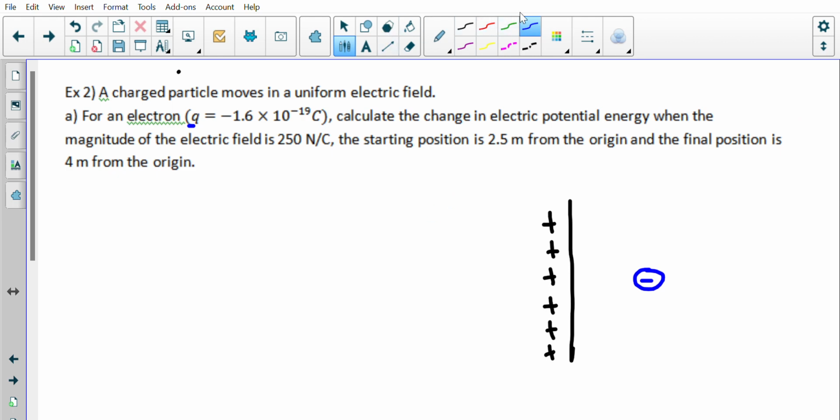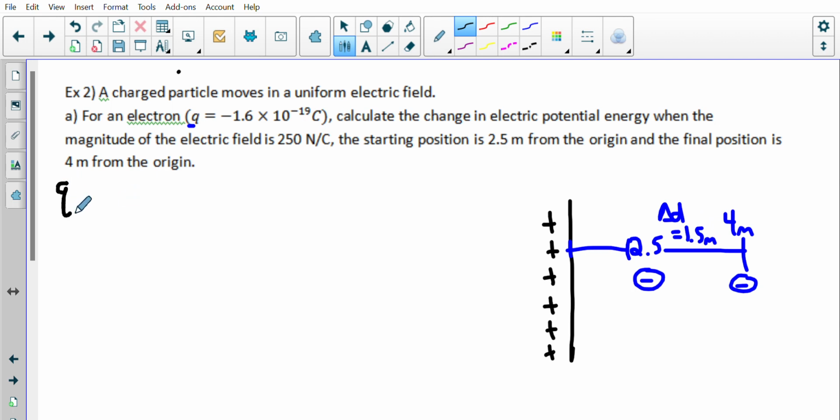All right, so let's see here. This particle starts off at 2.5 meters away, just like our proton did in our last example. Then it's being moved outwards to 4 meters. So again, our delta D here is a change of 1.5 meters. Some of the other things we have: we have our charge there. It's the exact same magnitude as a proton, but just negative this time. So 1.6 times 10 to the power of negative 19 coulombs.